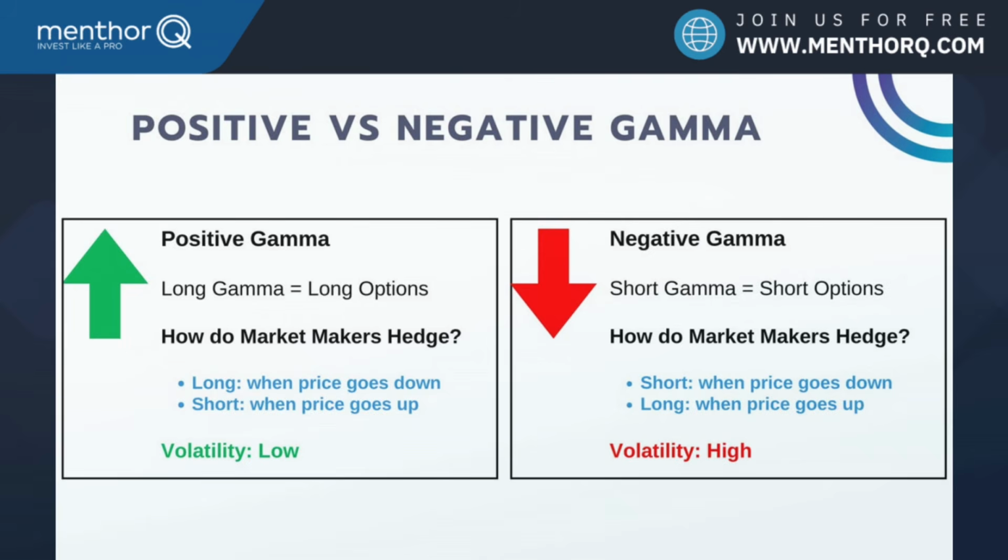When we are in a negative gamma environment, on the other hand, the market is short gamma. So they are basically selling more options than buying. When they do that, the market makers are hedging differently. They're going short when the price goes down, and going long when the price goes up. As you can imagine, this way of hedging is going to bring volatility up. So we're going to see higher volatility. That doesn't mean that if we're in negative gamma, the price is just going to drop. It means that we're going to see sudden shifts in the market to the upside or to the downside.